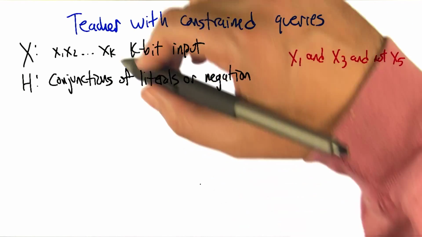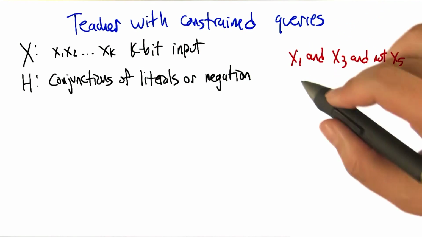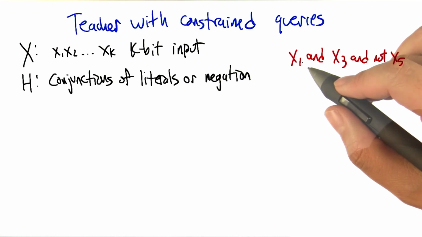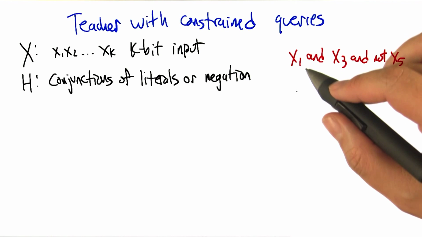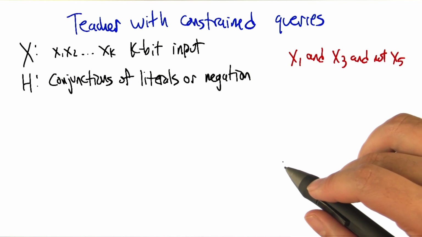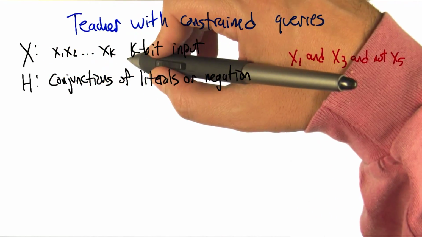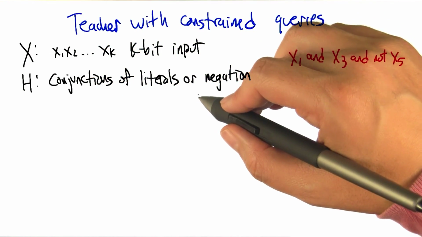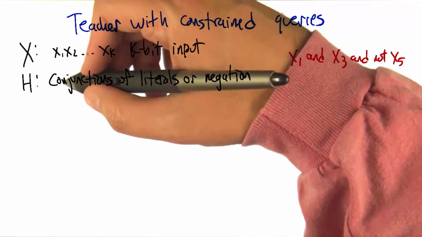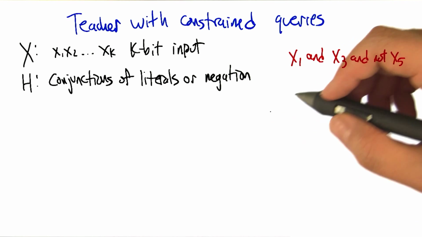So we need to think a little bit more about the question of what happens when the teacher is constrained with respect to the kinds of queries that it can suggest. So I'm gonna set up a classic computational learning theory hypothesis class, and we'll go through some examples about what happens when the teacher is constrained in this way. So let's imagine that our input space is basically k-bit inputs, so x1 through xk, and the hypothesis class is conjunctions of literals or their negation.